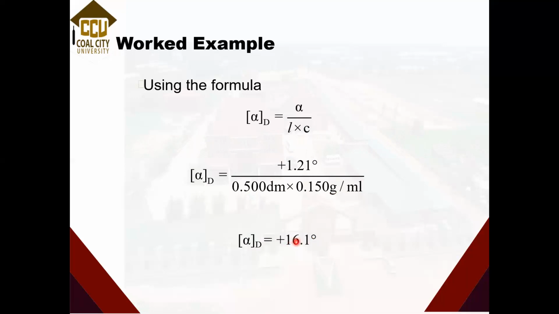I encourage you to lay your hands on several other questions to test yourself on solving this question, because so many times the problem you face solving this problem is the issue of converting the units. You must use the correct unit. If not, you will not arrive at the answer. Your length must be in dm and your concentration must be in gram per mL.